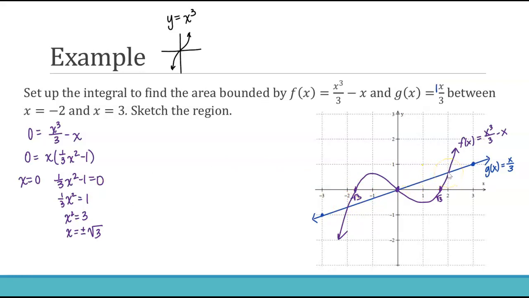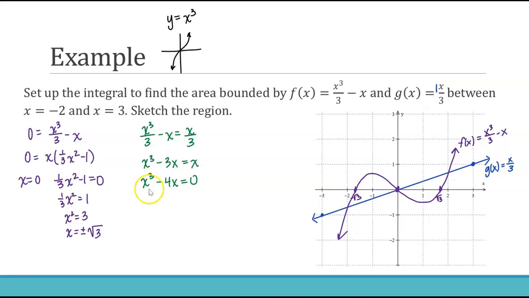Now, how did I know that? Because I know that when I set these two functions equal to each other, I'm going to get those two values out. Well, I haven't done that work yet, so let's do that work and confirm what my sketch gave us. If I set x cubed over 3 minus x equal to x over 3, on this equation I can clear fractions just to not have to deal with them. I'll multiply everything by 3, so I end up with x cubed minus 3x is equal to x. Then I'll subtract the x to this left-hand side, so I have x cubed minus 4x is equal to 0.